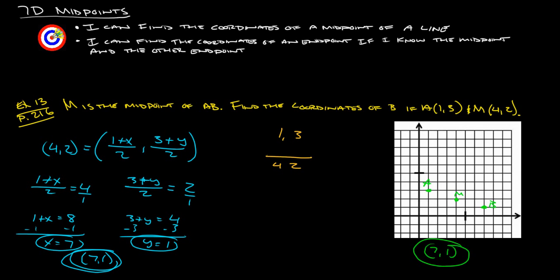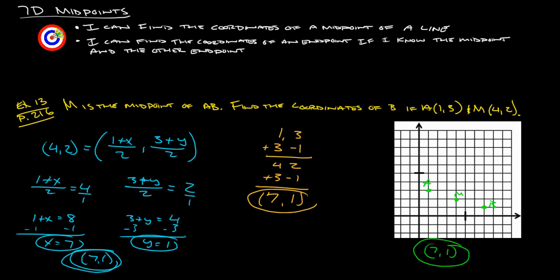Right? So you say 1 plus what gives me 4, and that would be 3 in this case, and then 3 plus what gives me 2, and that would be -1 in that case. So again, you would just take these numbers here and then add those to your midpoint. So add 3 to the 4 and we get 7, and 2 minus 1 gives us the 1.